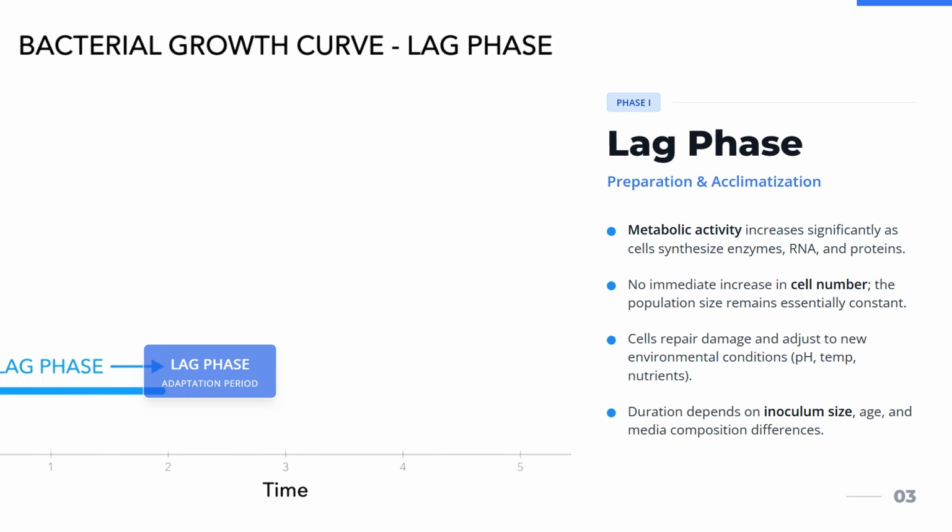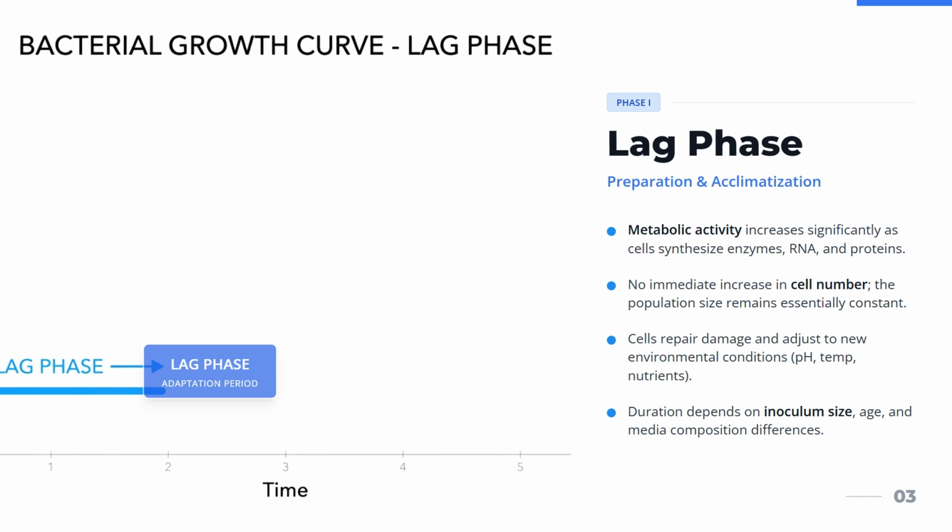The cells are repairing damage and adjusting to new environmental conditions, like pH, temperature, and nutrient availability. Think of this as the bacteria getting used to their new home before they start a family. The duration of this phase depends on factors like inoculum size, the age of the cells used to start the culture, and differences in media composition. A larger and healthier inoculum might shorten the lag time. The image labeled lag phase adaptation period visually represents this phase with a timeline from 1 to 5, showing a flat line indicating that while time passes, the cell count hasn't begun its rapid increase yet.